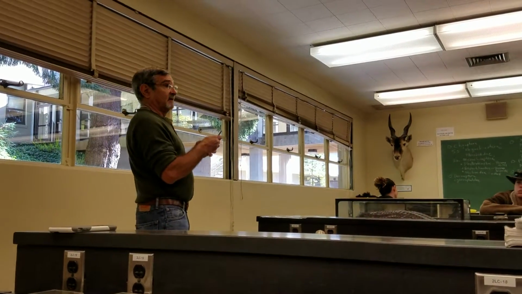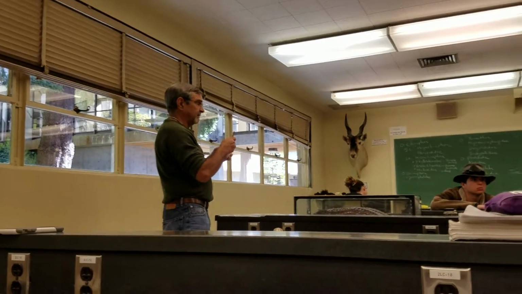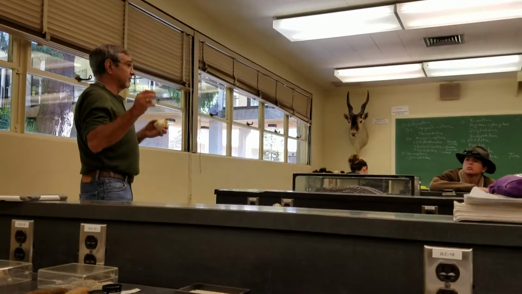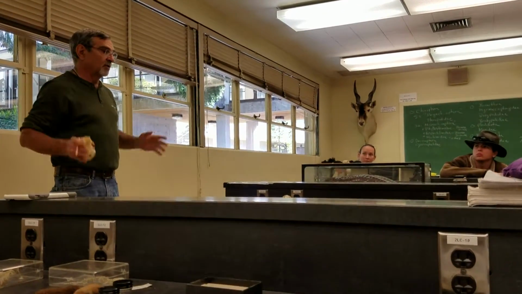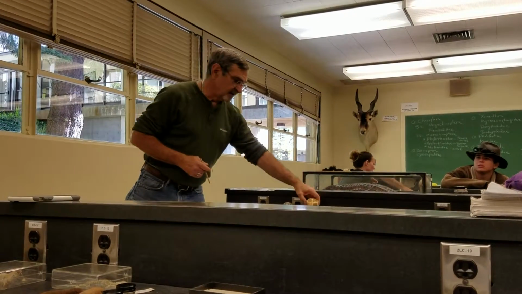Cebidae. Cebidae, right. So the New World monkeys have a bony ring around the external auditory meatus. It drops out, boom. Okay, you've got cebus. You're done. You go home.